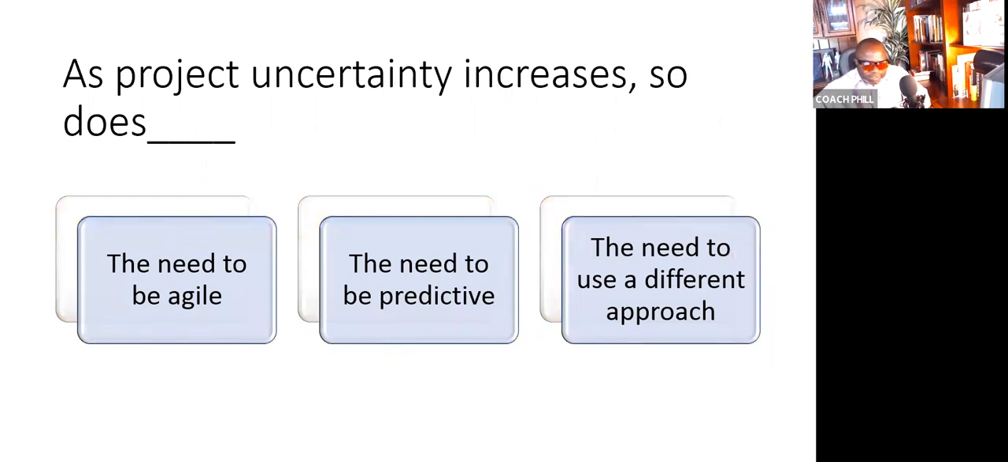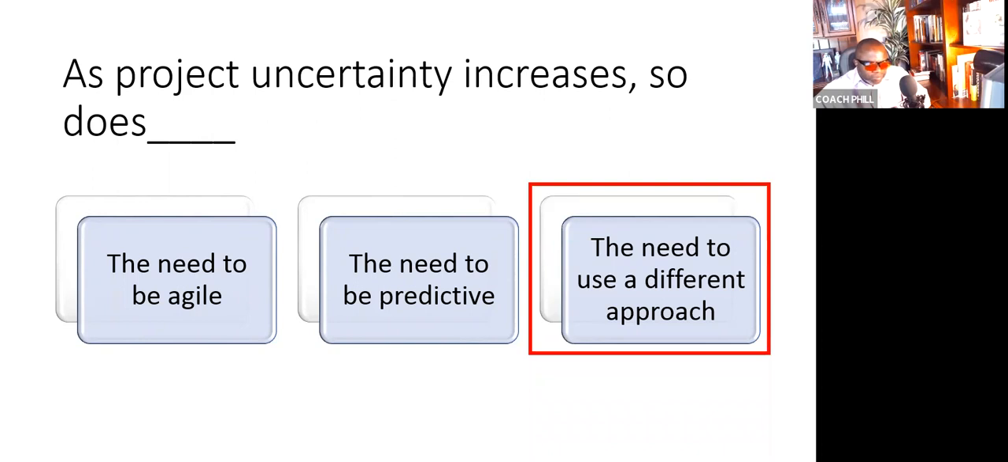Here's your next question. As project uncertainty increases, so does what? The answer is the need to use a different approach. As project uncertainty increases, so does the need to use a different approach. Think about it. Project uncertainty, moving away from the simple zone, right? You need to use a different approach from whatever you're using. The best option would be C.